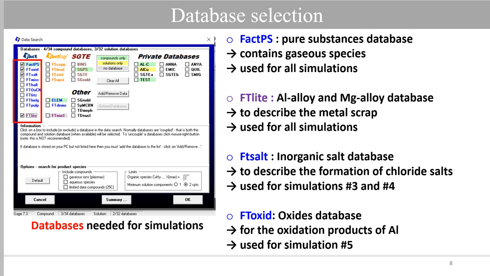Then we have the FT-Salt database, that is the inorganic salt database, and in this case will be used to describe the formation of chloride salts in the demagging processes. So you will see it in simulations 3 and 4. Finally, the FT-Oxide database is used to describe all the oxidation products of the aluminum scrap, and it will be used in simulation 5.